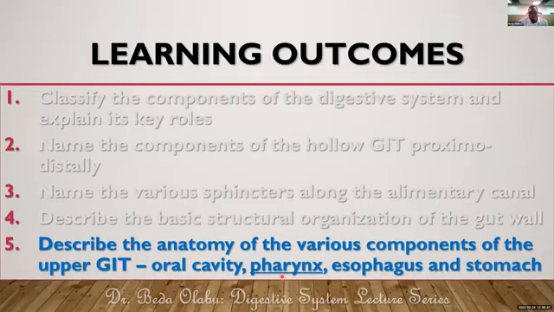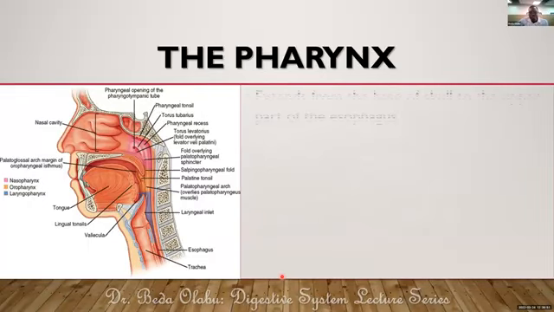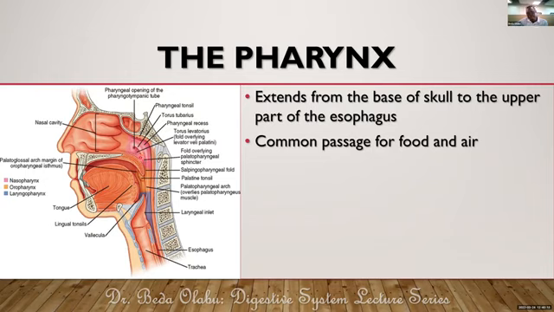We can talk about the pharynx now. The pharynx is a muscular tube that extends from the base of the skull up there to the upper part of the esophagus down there. So the whole of that is the pharynx. Having seen it, we can note therefore that it's a common passage for both food as well as air. And that is why it's a critical place to know its anatomy.